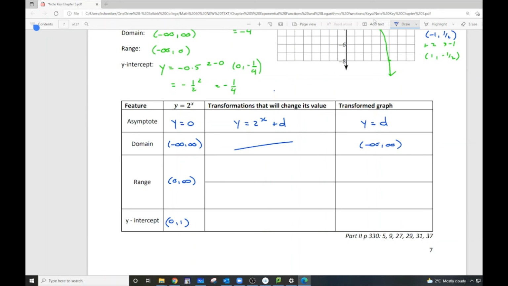What about the range? Well, there's two scenarios. Scenario 1, you have y equals 2 to the x plus d, and so there's no reflection of the y values, which means that your range would be d to infinity. The other option is that you get a reflection in the y values, so you have negative 2 to the x plus d. And so instead of being d to infinity, it would be d down to negative infinity. And lastly, the y-intercept: everything affects your y-intercept. Find it by letting x equal 0 and solving.